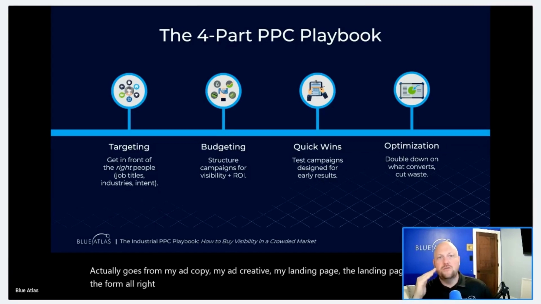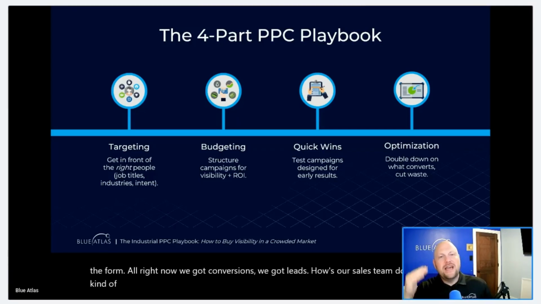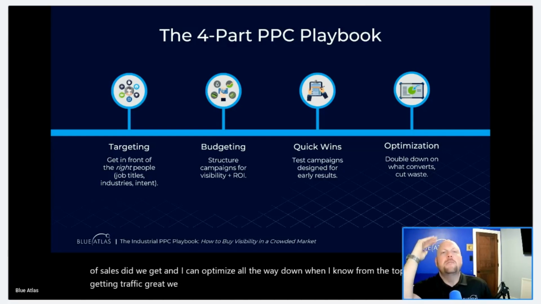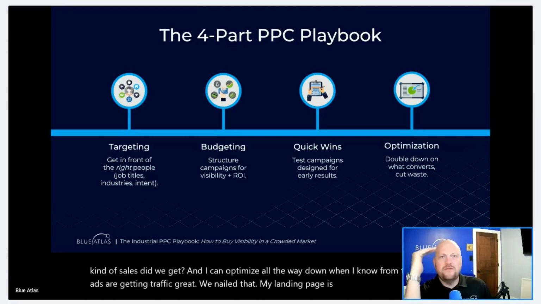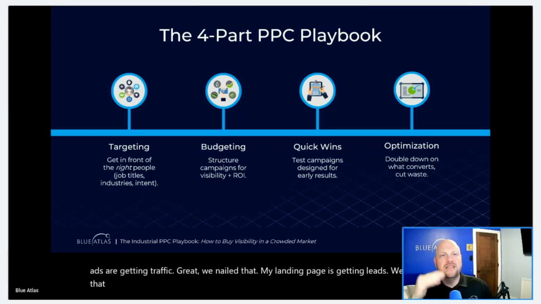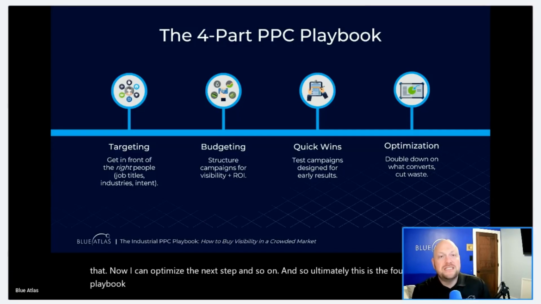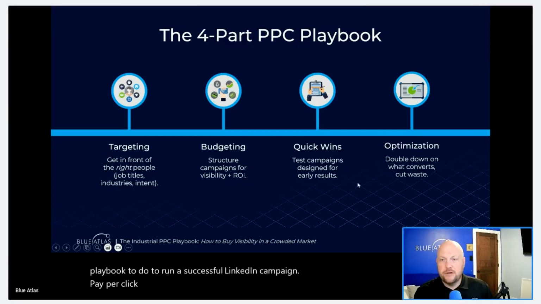All right, now we got conversions, we got leads. How's our sales team doing? What kind of sales did we get? And I can optimize it all the way down when I know from the top, my ads are getting traffic. Great, we nailed that. My landing page is getting leads. We've nailed that. Now I can optimize the next step and so on. And so ultimately, this is the 4-part playbook to run a successful LinkedIn campaign, pay-per-click campaign, etc.